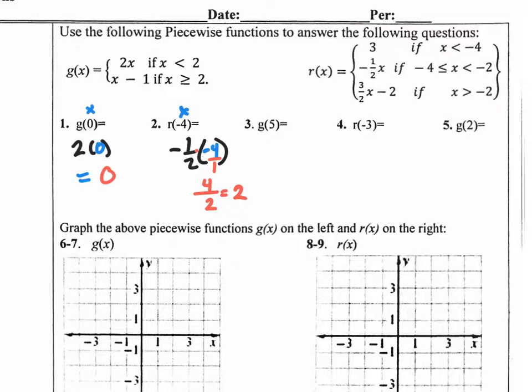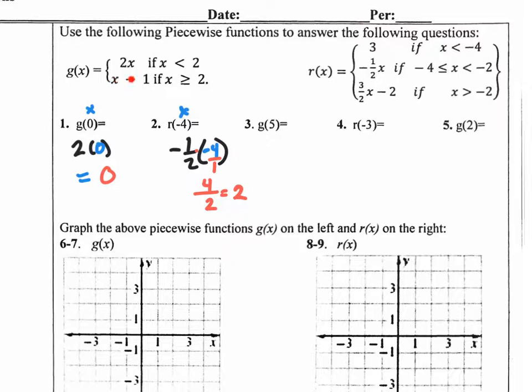Moving on, g of 5. We're going to plug in 5 into the g function, but we need to know where to plug it in. Is 5 less than 2? No, it's not. Is 5 greater than or equal to 2? No, it's definitely not equal, but it is greater than. So 5 is greater than 2. So let's plug it in right here.